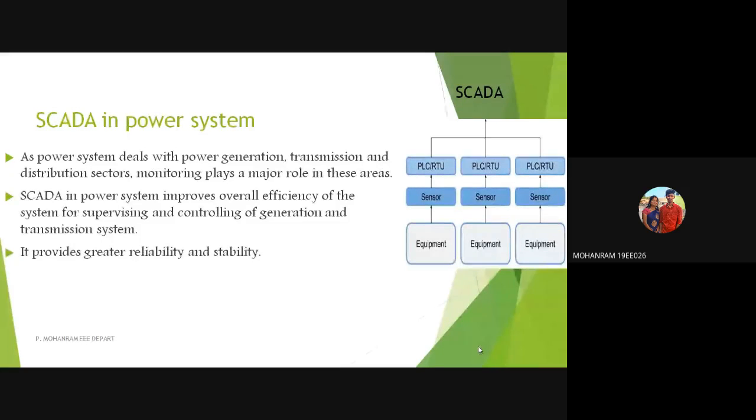Likewise, see the diagram. The diagram shows that the substation equipments are connected to the sensors, the sensors are connected to PLCs, and finally the PLCs are connected to SCADA, so that SCADA can monitor and give control commands to those power systems. It can increase the efficiency of the system by supervising, that is monitoring, and giving commands for generation and transmission of electricity and power. So eventually it produces more reliability and stability for the power system when we are using the SCADA system in power automation. And next.